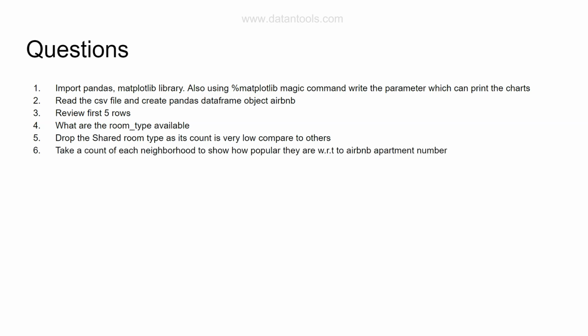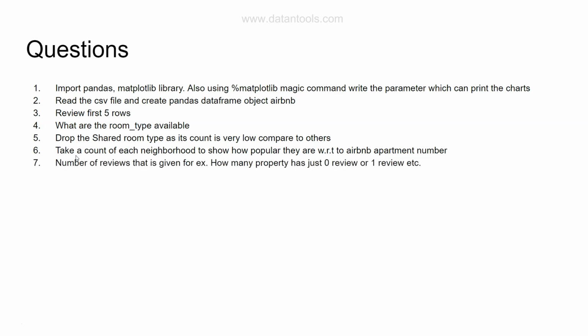After that, take a count of each neighborhood, right, to show how popular they are with respect to the number of Airbnb apartments. So for example, you have a neighborhood ABC which has like 100 apartments, another neighborhood has like 80 apartments, and so on and so forth. So similar to what you did in question number 4, you need to do in question number 6.